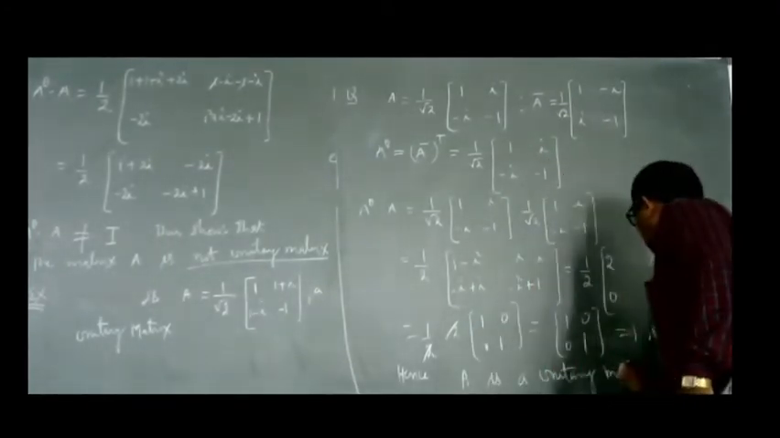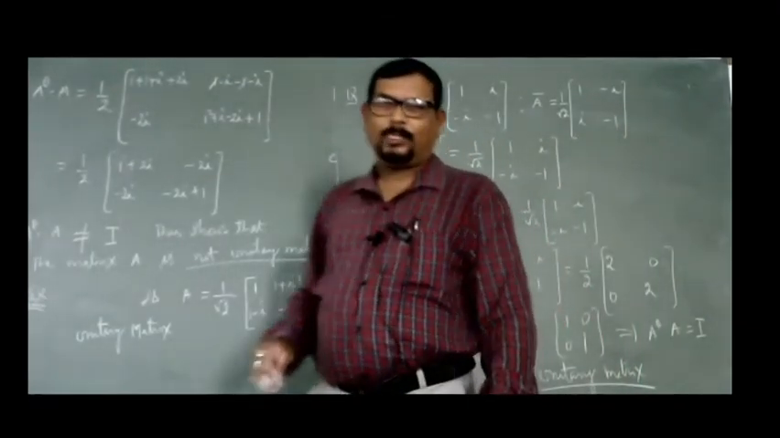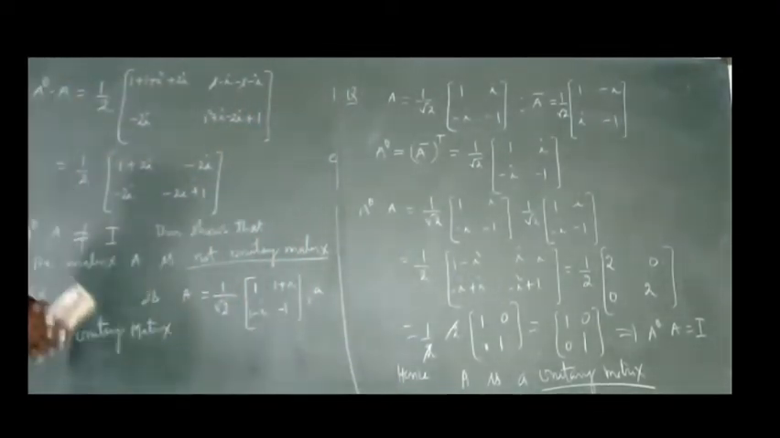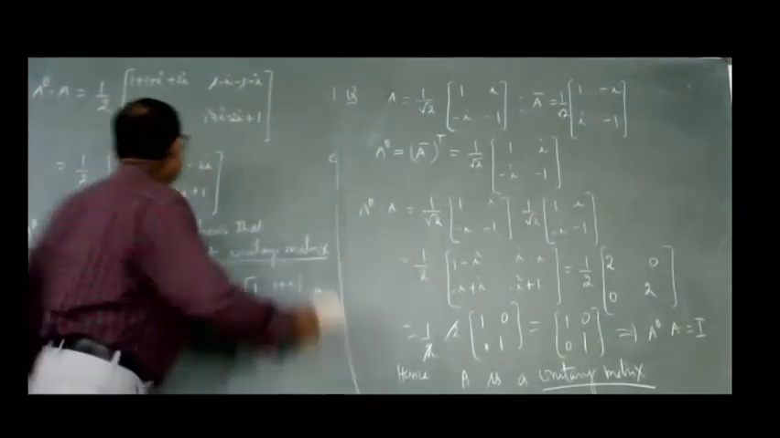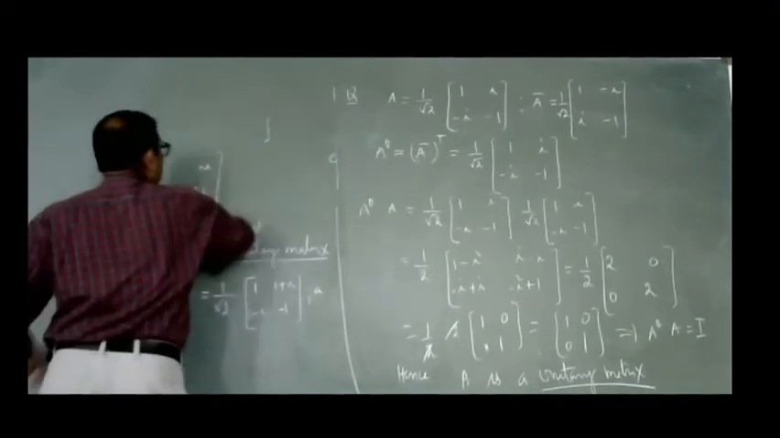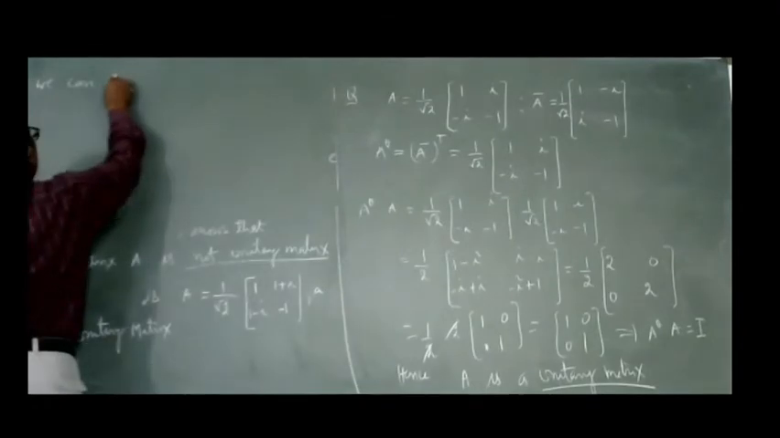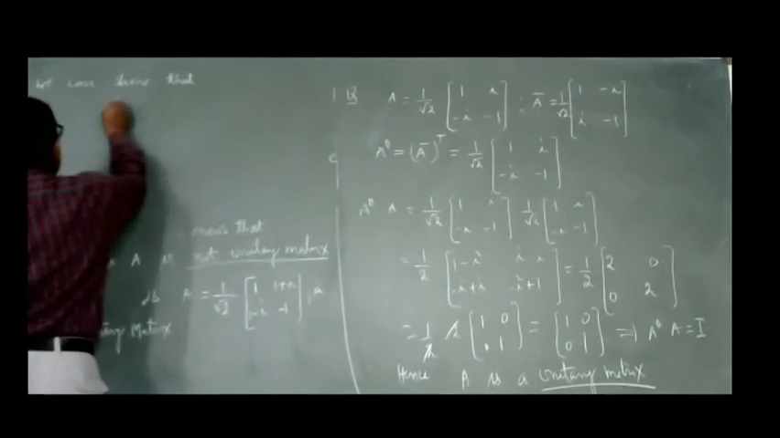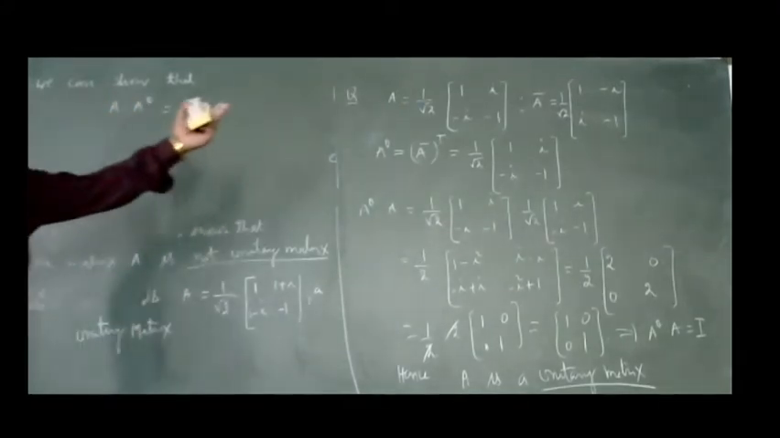A unitary matrix. So there are so many examples by means of which you can show any given matrix is a unitary matrix if it satisfies A to the power theta into A is equal to I. You can show easily also that A into A to the power theta is again I. And that's why this matrix is the example of a unitary matrix.